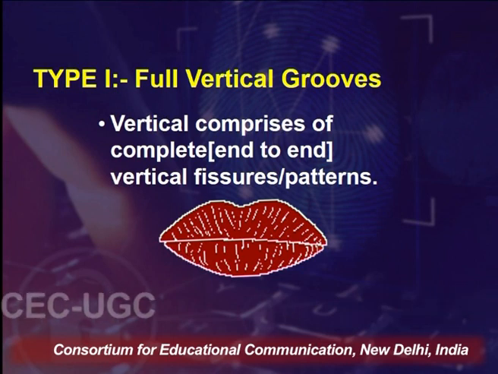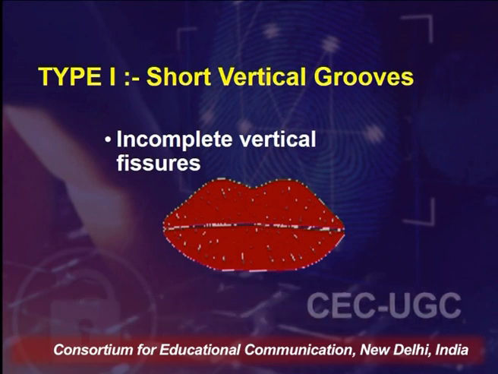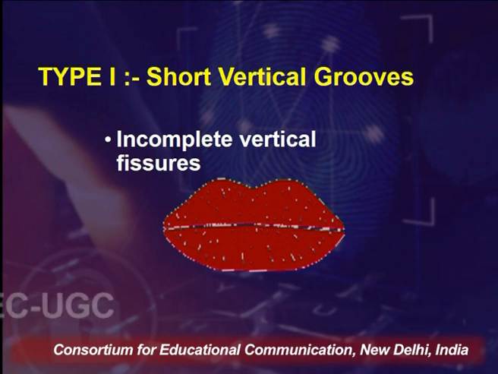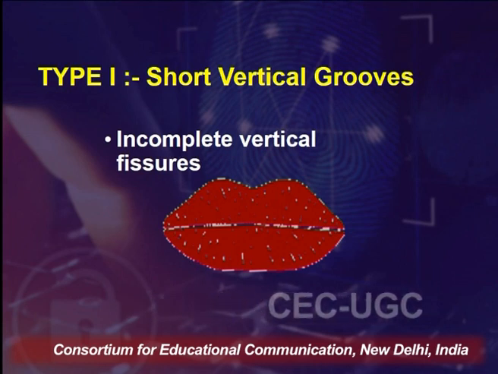Like full vertical grooves, we have short vertical grooves. They are similar to full vertical grooves, but they are incomplete vertical fissures, where you can find only small thin lines, just like the vertical grooves.